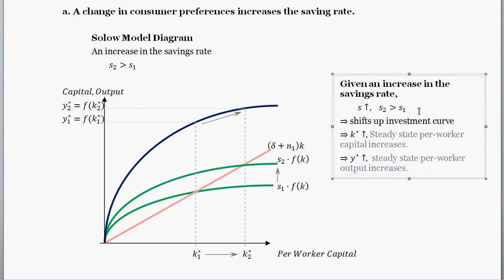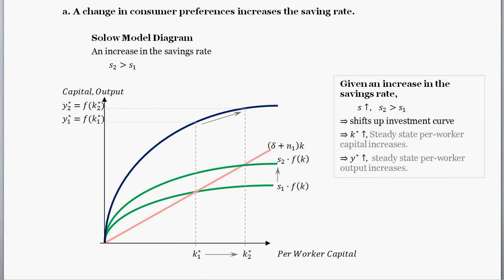Here's a nice little summary. Given the higher savings rate, that's going to shift up the investment curve. It doesn't change anything else. Given the shift up in the investment curve, we see that capital per worker in the steady state is going to increase, and so the steady state value of output per worker is going to increase. The other thing we might ask is about transition dynamics.